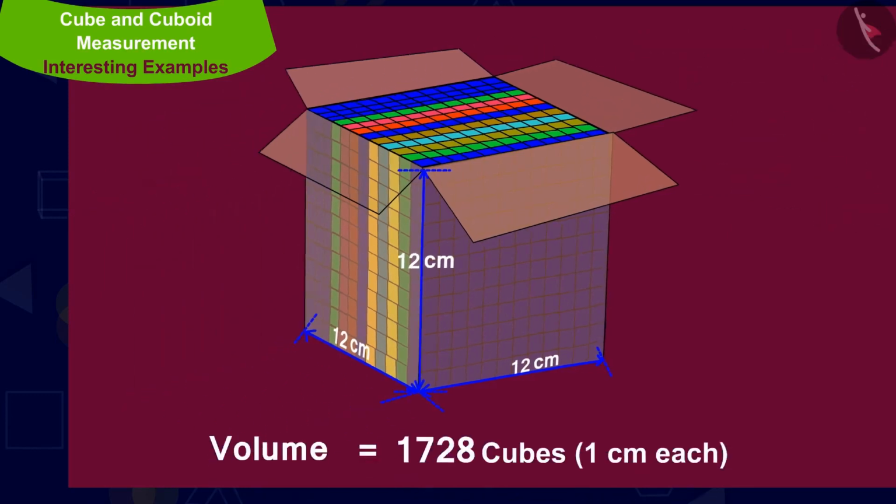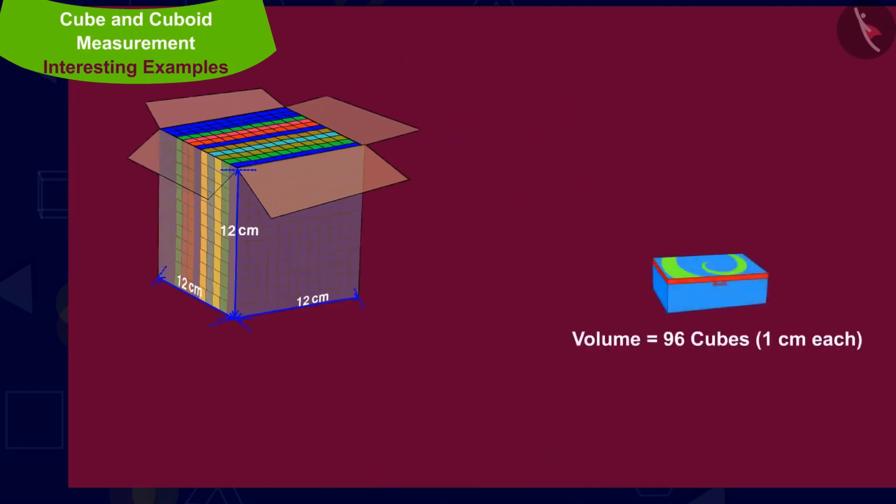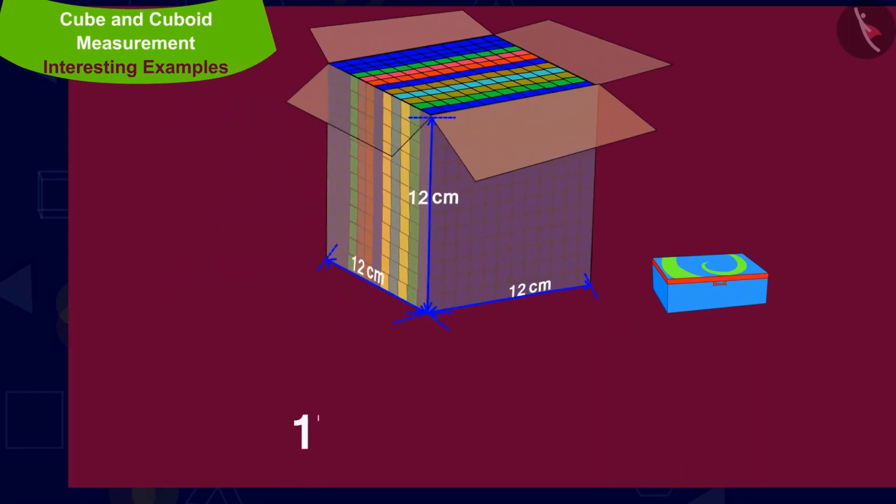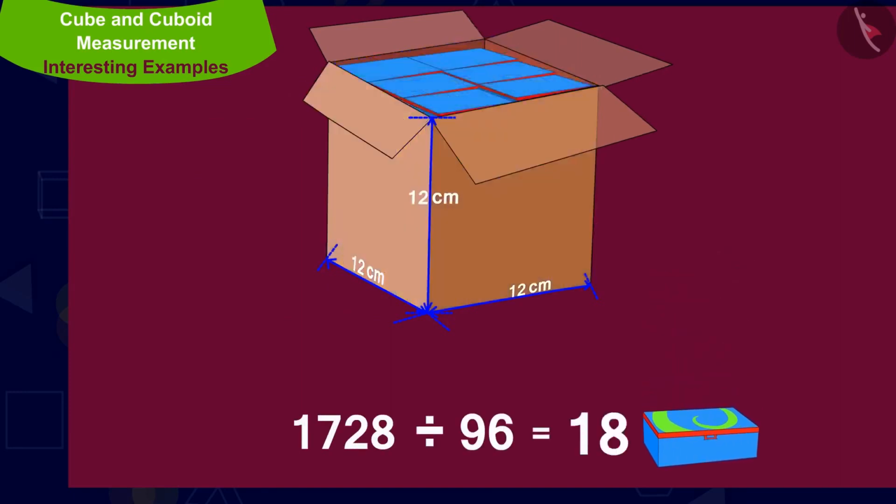In other words, the volume of this cube-shaped box is equal to 1,728 centimeter cubes. The volume of a compass box is equal to 96 centimeter cubes. So, 1,728 divided by 96. 18 compass boxes can be placed in this cube-shaped box.